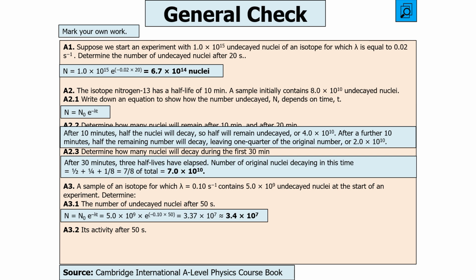The next one, you would say N equals N0 e to the minus lambda t. Pop in all the values, you get 3.4 times 10 to the 7. And then again, activity is lambda times N. We know 0.10 is lambda. We've got N from the previous question, so we get 3.4 times 10 to the 6 becquerels.